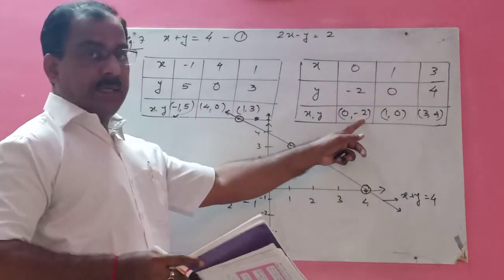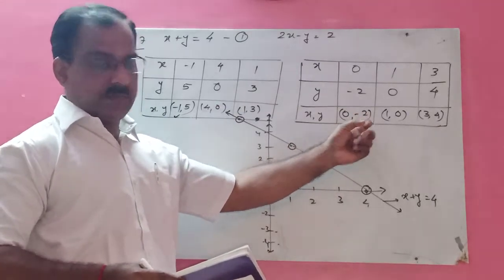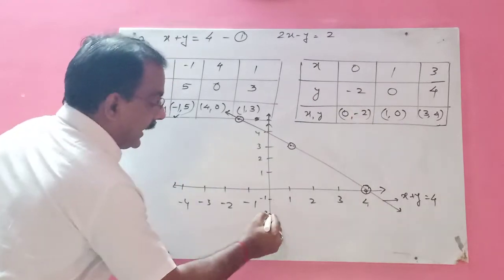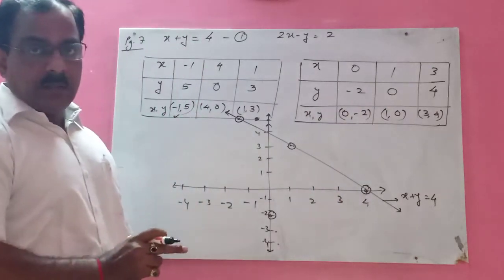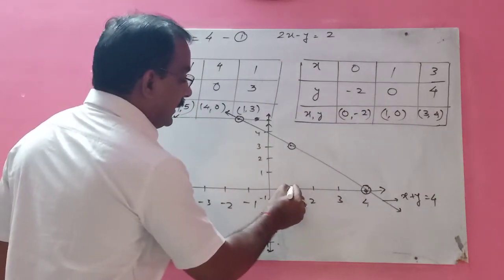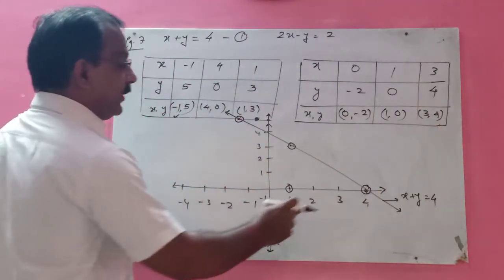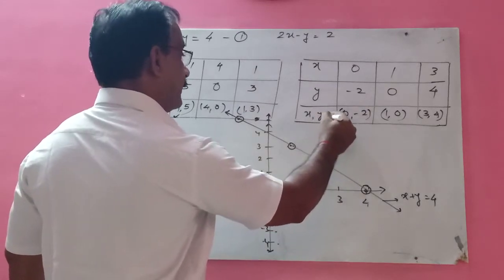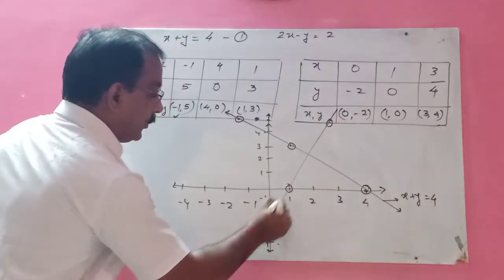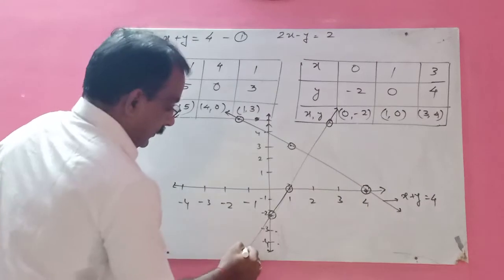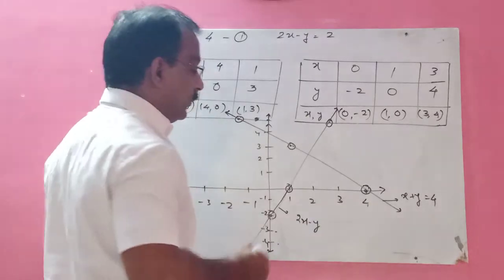Similarly, the second one, 0, -2. In this case, you can see here, the x coordinate is 0. It means this point will lie on the y-axis. So 0, -2 will lie here. Then 1, 0 again. Here the y coordinate is 0, so that point will lie on the x-axis. And next is 3, 4. Both are positive. It means it will lie in the first quadrant. So that point is here. And then draw a line this way. With the help of the scale, write down that this is the graph of the equation 2x minus y.